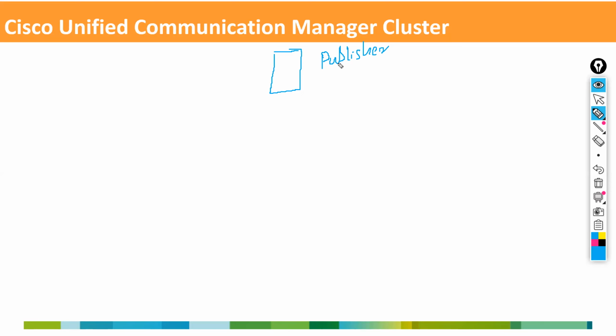In general, cluster means a group, a combination. A CUCM cluster means a group of CUCM servers. That means you don't have one single CUCM, you have multiple. The very first server you install is called the publisher. After that, you can install any server, and it's called a subscriber. Whatever server you install after that is called a subscriber.